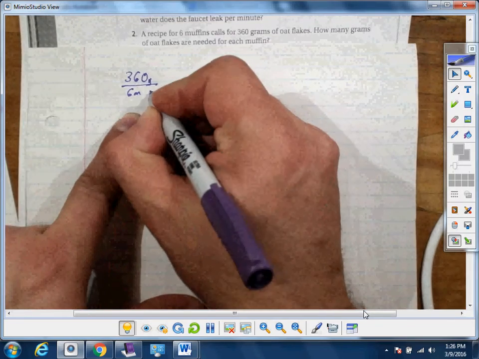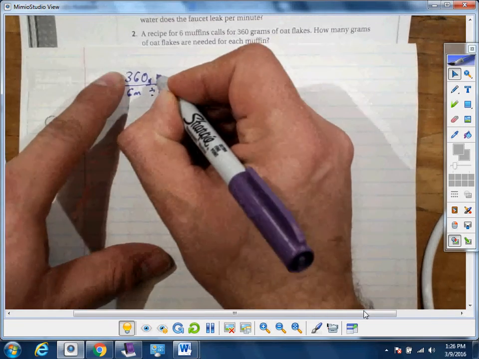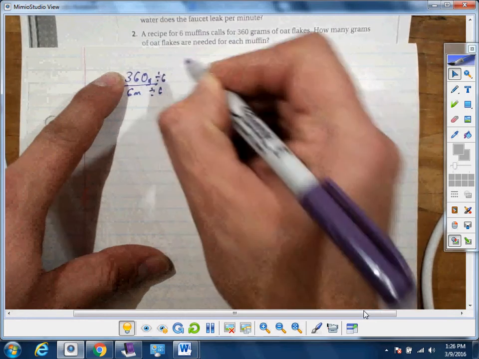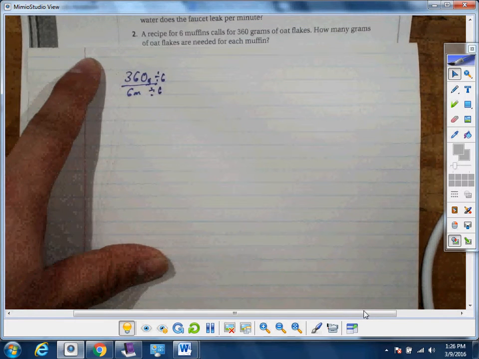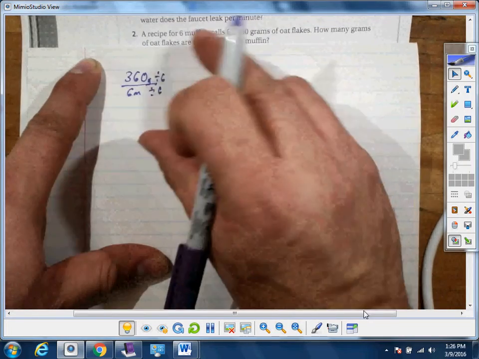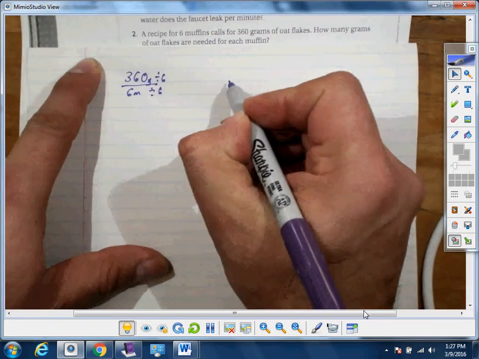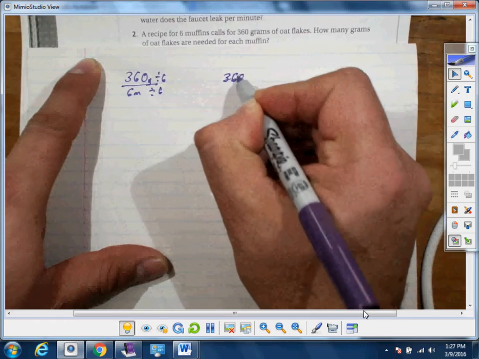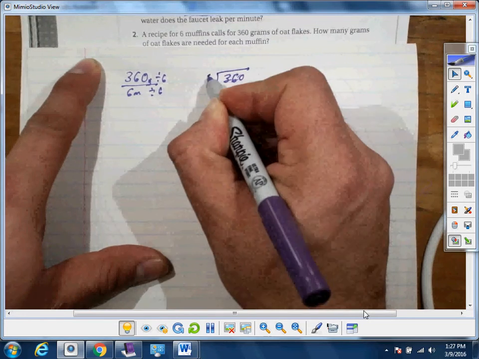I can write this one of 2 ways. I can either write it like this, divided by 6, and divided by 6, or I can turn it into a division problem, which is how I prefer to do it. And I use the Brunson method. I tip my fraction sideways. The 360 goes first, falls over first. The 6 is second.